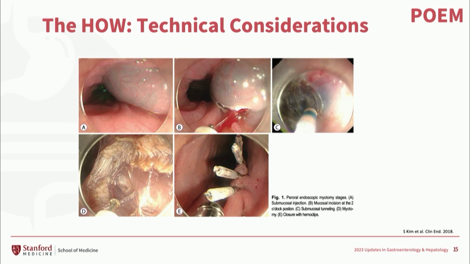And these are just images showing what was described. So A, that mucosal lift, B, the mucosotomy, C, the submucosal tunnel, D, you see the circular muscle fibers in terms of the myotomy.